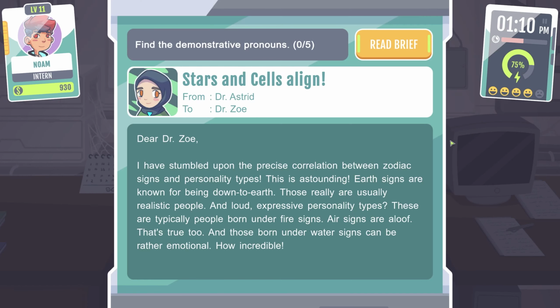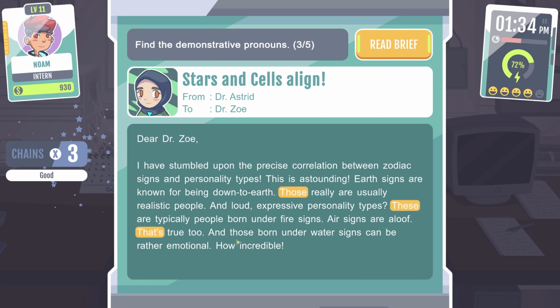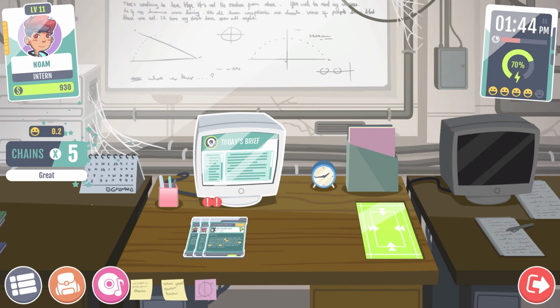Okay, yeah. Dear Dr. Zoe, I have stumbled upon the precise correlation between zodiac signs and personality types. This is astounding. Earth signs are known for being down to earth. Those really are usually realistic people. And loud expressive personality types, these are typically people born under fire signs. Air signs are aloof. That's true too. And those born under water signs can be rather emotional. How incredible. Oh, this is astounding.